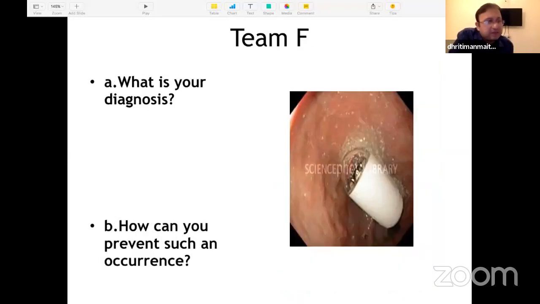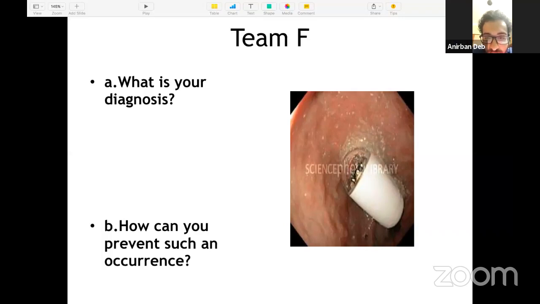Team A, Anirban. What is your diagnosis in the sense something has been tried, some investigation has been tried, and there has been a complication arising out of that investigation. So what is that complication that has occurred? And how can you prevent such an occurrence? I'll give you some points if you can say what. Sir, investigation is capsule endoscopy, and it is obstructed. Good. So, how can you prevent such an occurrence? Sir, by selecting a proper size and making sure that it is not getting obstructed at the ileocecal valve, maybe we need to do a bowel preparation for that.